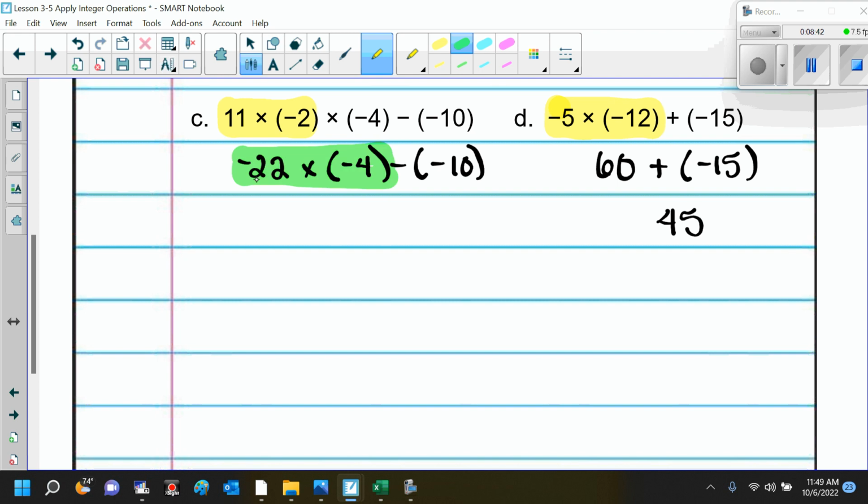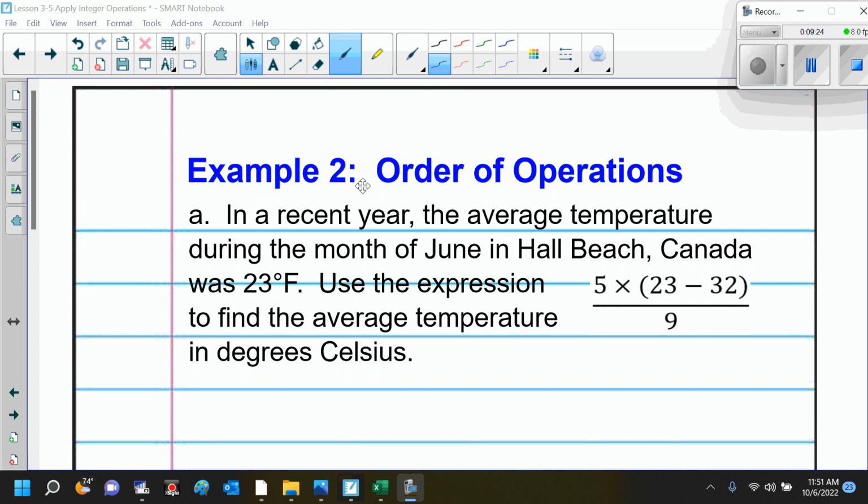Beautiful. So here, we're doing negative times a negative, which is a positive. So that's going to be positive 88 minus negative 10. What's the rule for subtraction? Very good. So keep, change, change. So the 88 stays the same. The subtraction becomes addition, and the negative 10 becomes positive 10. So here we have 88 plus positive 10, which gives us, very good. Is everybody clear? All right.